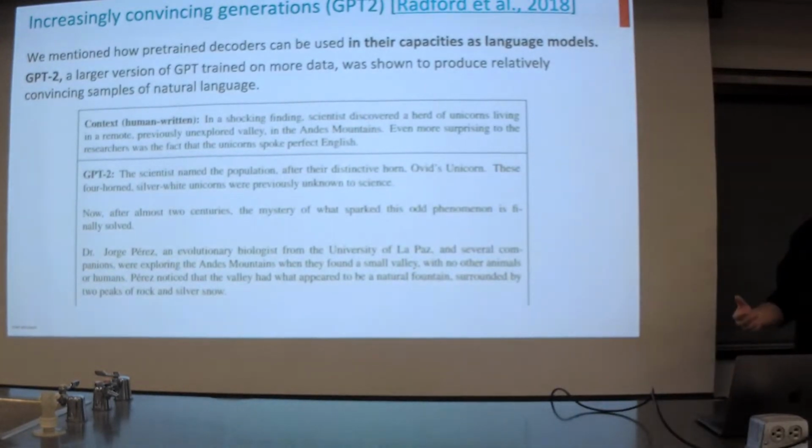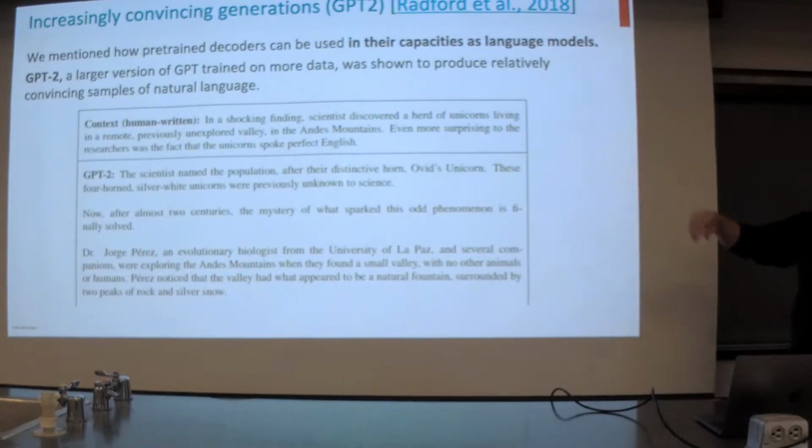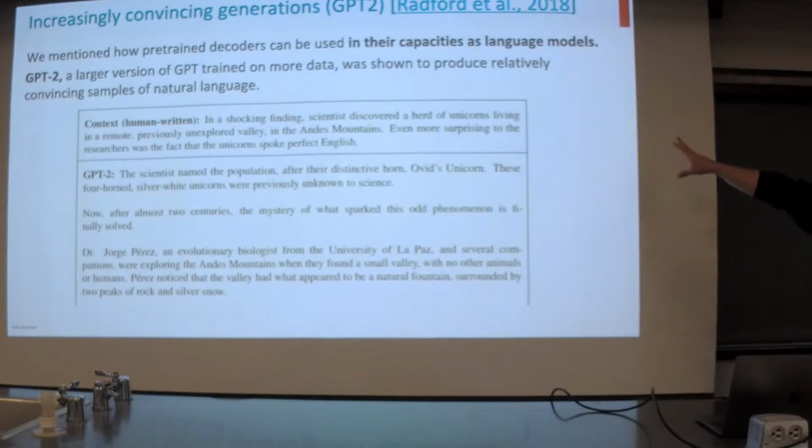This is kind of cool to read. Again, these are cherry-picked examples, and we don't have time to go through all the cool examples, but let's just read this real quick and we'll see what I mean. Here's the context that's provided by a human. In a shocking finding, scientists discovered a herd of unicorns living in a remote, previously unexplored valley in the Andes Mountains. Even more surprising to the researchers was the fact that the unicorns spoke perfect English.